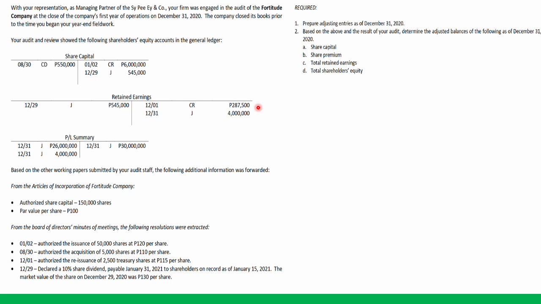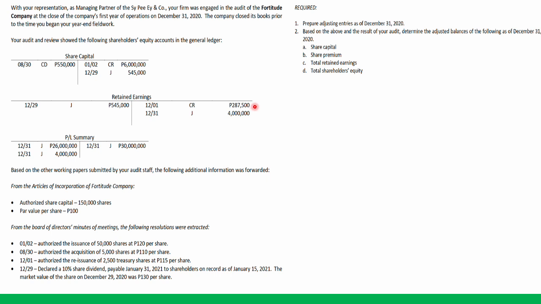So how much is the cost of the treasury shares? 110 per share. So therefore, the credit to treasury shares should have been 2,500 multiplied by 110 only, which is how much? 275,000 pesos. But the total receipt was 287,500. So there is a gain on issuance of treasury shares. The cost was only 275,000, but the proceeds were 287,500. Okay?